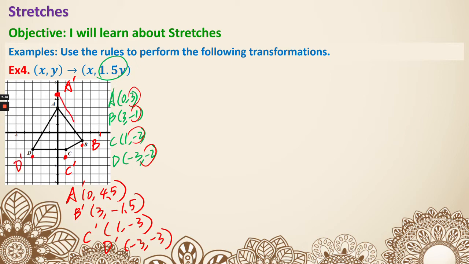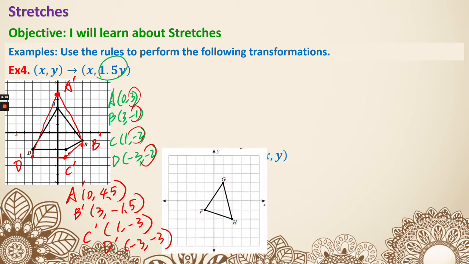A to B, B to C, C to D. A prime to B prime, B prime to C prime, and C prime to D prime. Lastly, D prime to A prime. Here is my vertical stretch on example 4.